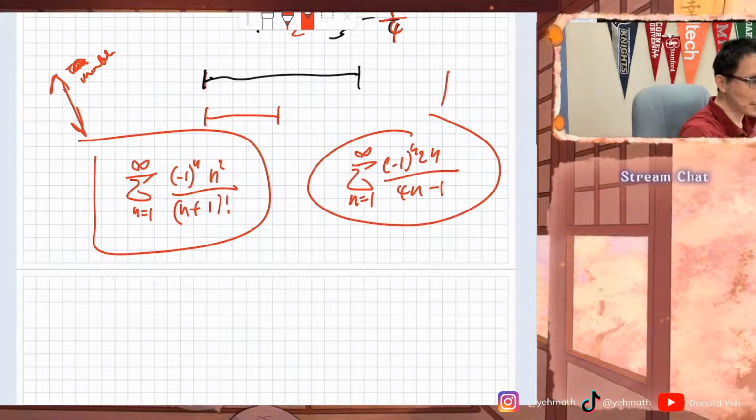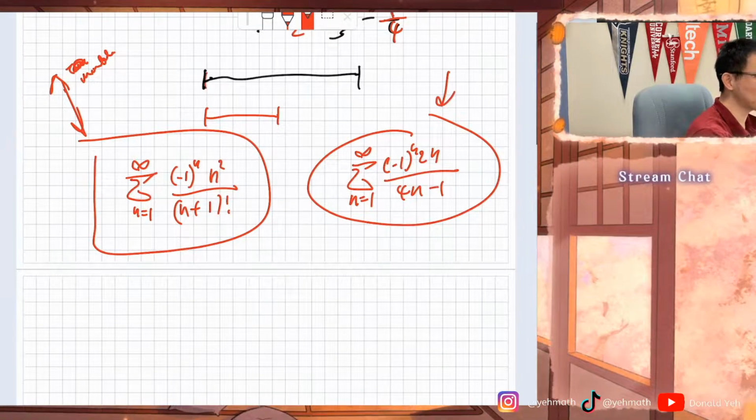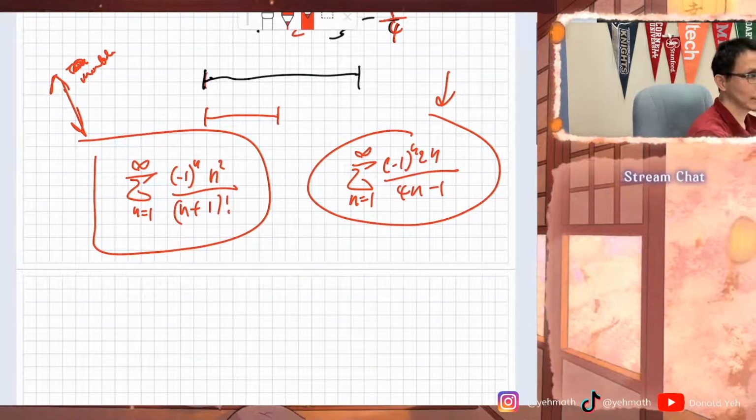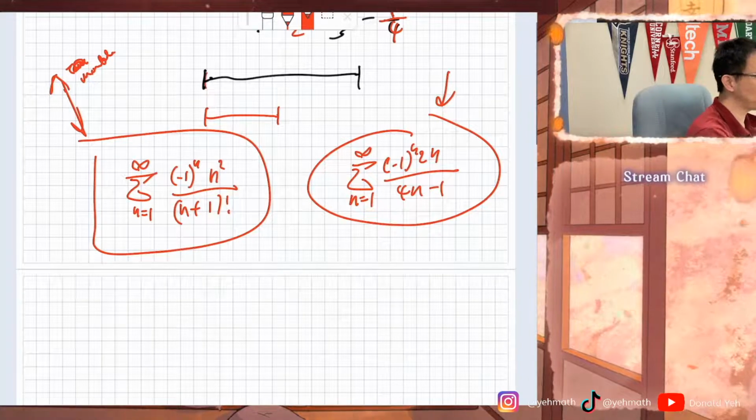That's true. So how about this one? Does this one converge or diverge? That one is easy. This one diverges. Why? It failed the limit test. It fails the first one, right?